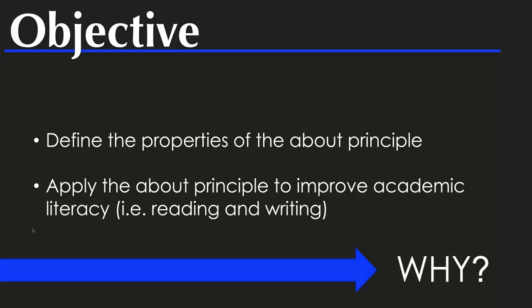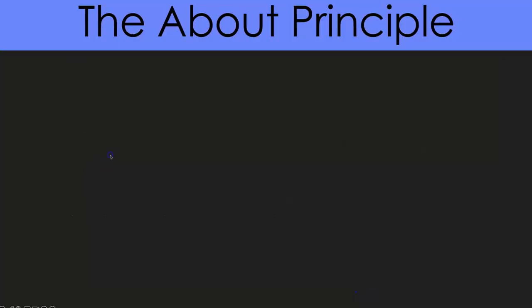And why are we going to do this? Because this is a fairly foundational skill, and you will start to notice that this applies to almost everything that you read and write. This is not just a foundational skill, but it's actually kind of just how we structure English. So cool. So what is the aboutness principle?